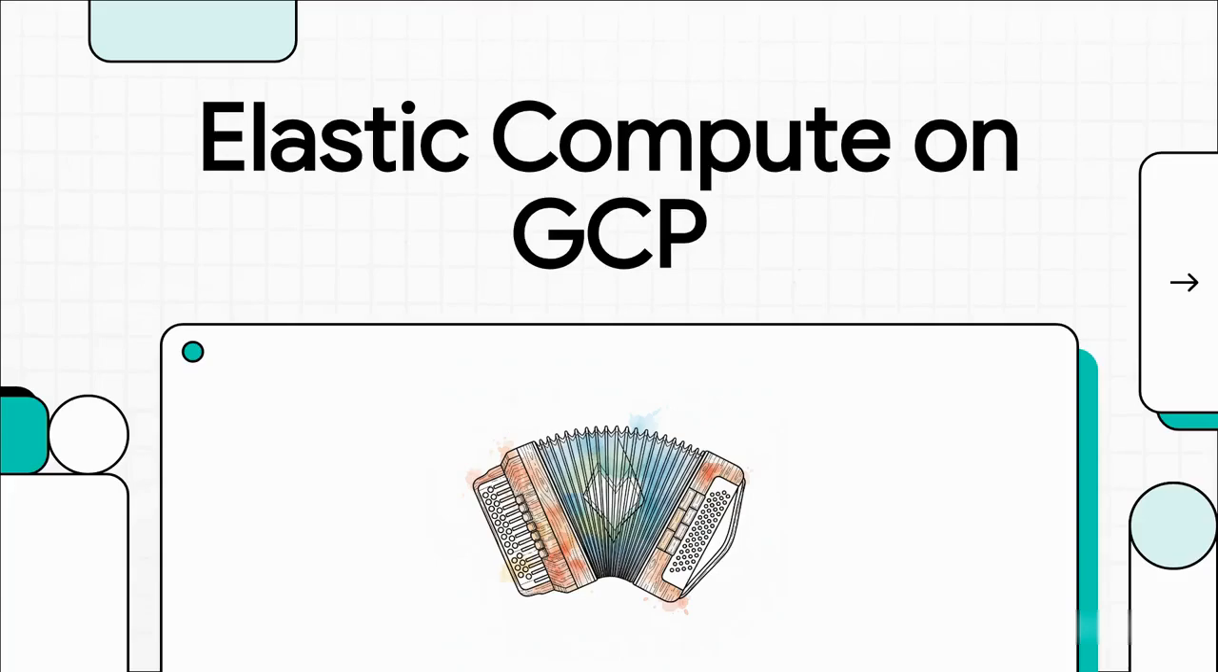Hey, so as an architect, you know the drill. Your job is to build systems that can handle just about anything. But what happens when anything turns into your app going from 100 users to 100,000 in a matter of minutes? That's what we're going to tackle. We're going to dive deep into mastering elastic compute on Google Cloud so you can handle any traffic spike, and I mean any, without even breaking a sweat.